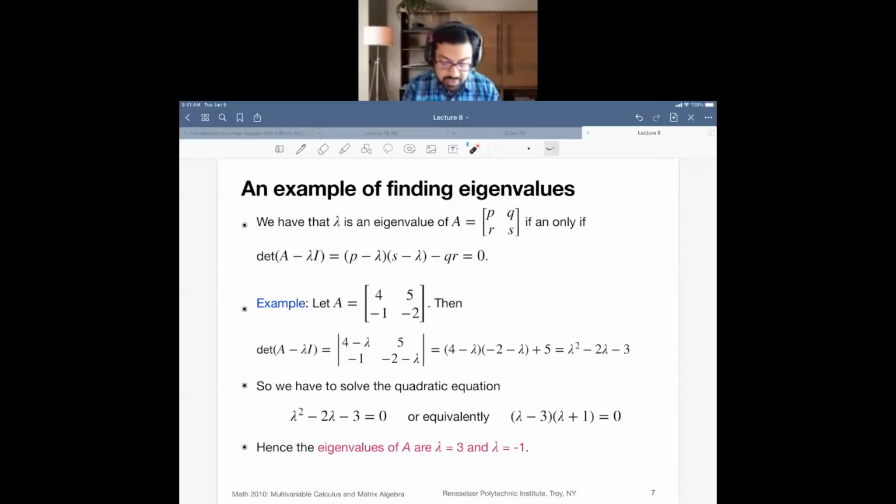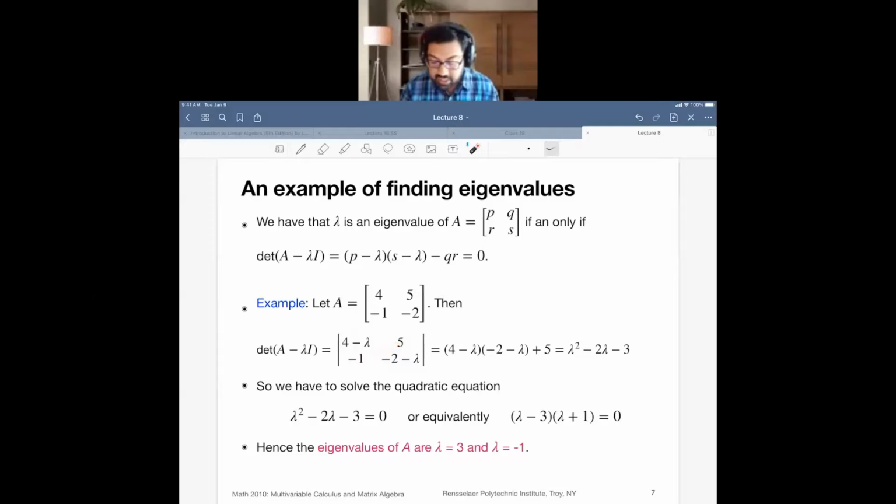So let's take an example of a matrix A here, which is 2x2: 4, 5, negative 1, and negative 2. Then the determinant of A minus lambda I is simply going to be the determinant where the elements are 4 minus lambda here, negative 2 minus lambda here, because the identity only changes the diagonal elements. Everything else is getting subtracted by zero, so no change there: 5 and negative 1. Now the determinant of this is going to be 4 minus lambda times negative 2 minus lambda, minus minus 5, so plus 5.